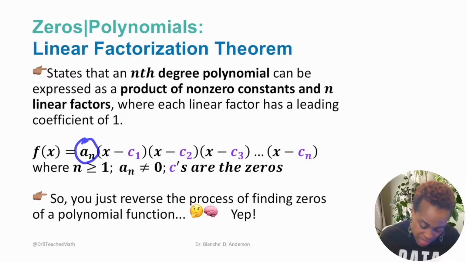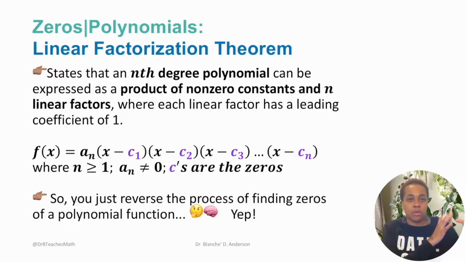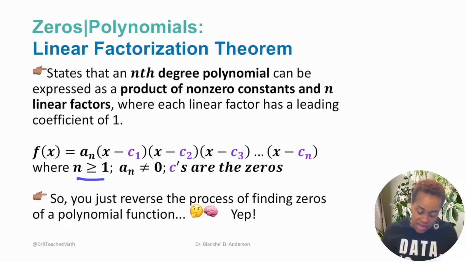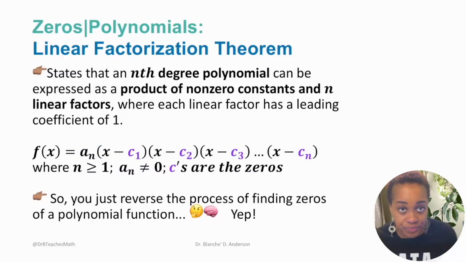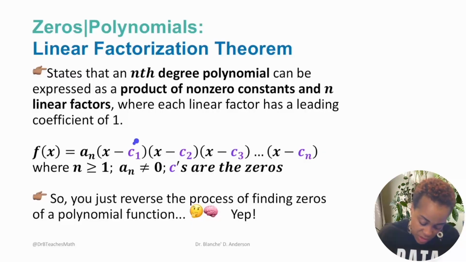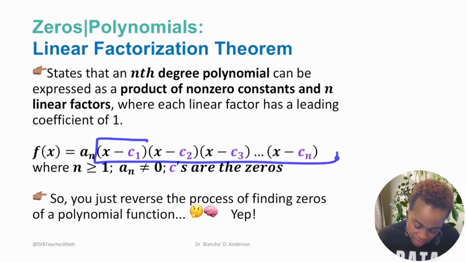And then you always have some leading term. Even if the leading term is 1, you're always going to have a leading term. So here they're saying n has to be greater than or equal to 1. Why? Because the degree of the polynomial has to be greater than or equal to 1. Otherwise, you don't have a polynomial. Your a sub n, your coefficient, can't be 0, because 0 times anything is 0. And then the C's are your zeros. I'm saying a lot of zeros, meaning your factors. Okay, so these are factors.